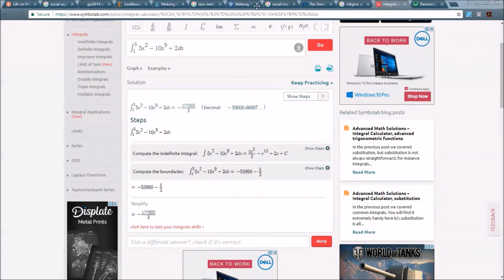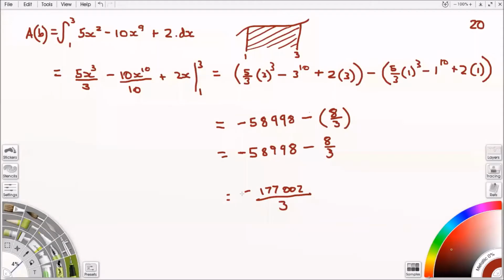So they got this as their answer, which is these two numbers subtracted. And they also said that's equal to -59,000.66. And I'm only going to go to 2 decimal places. But yeah, so if you got this, good work.